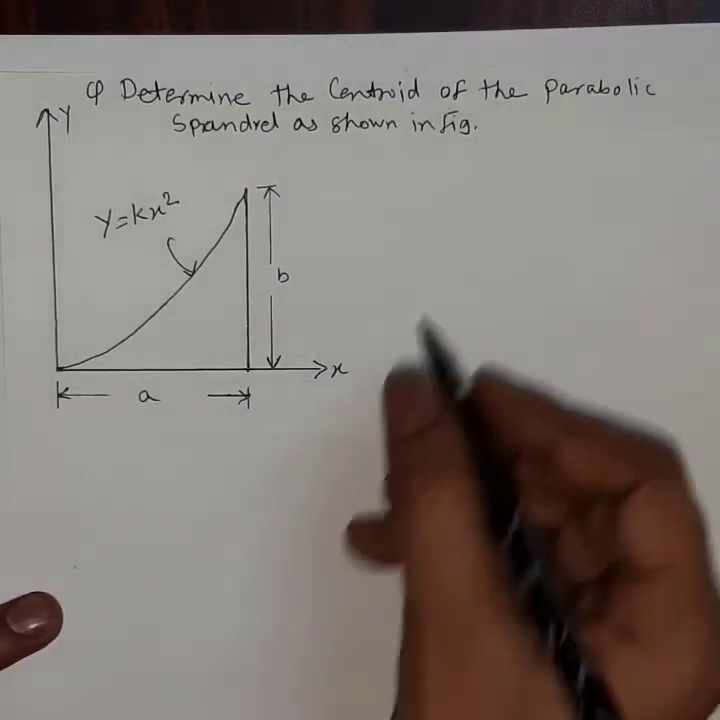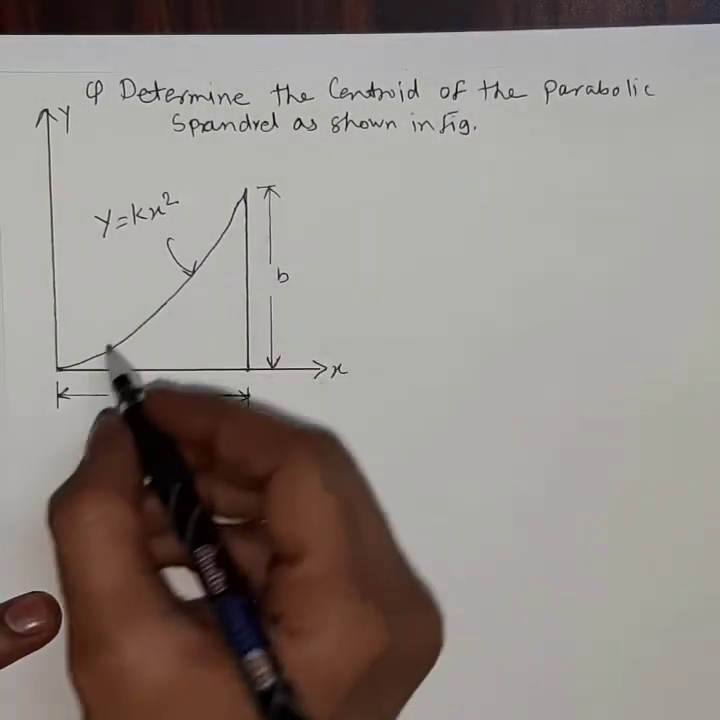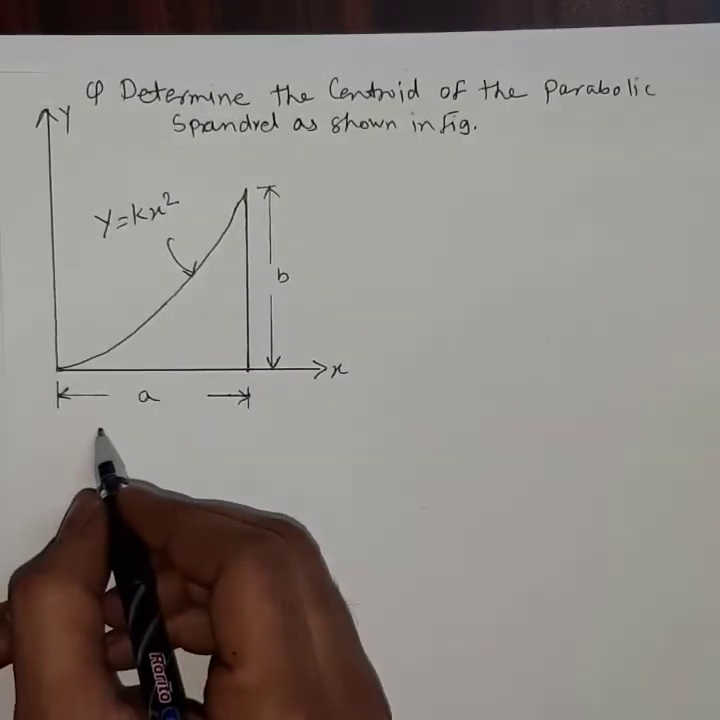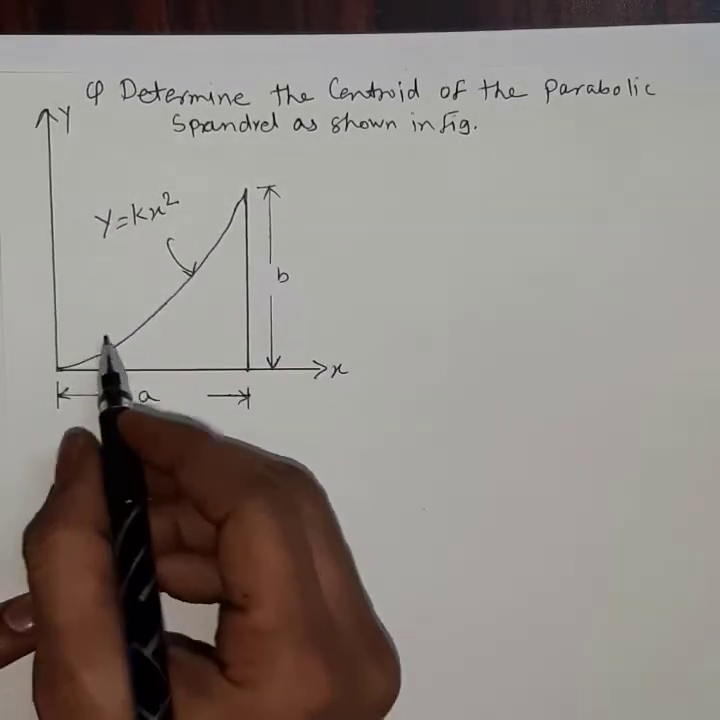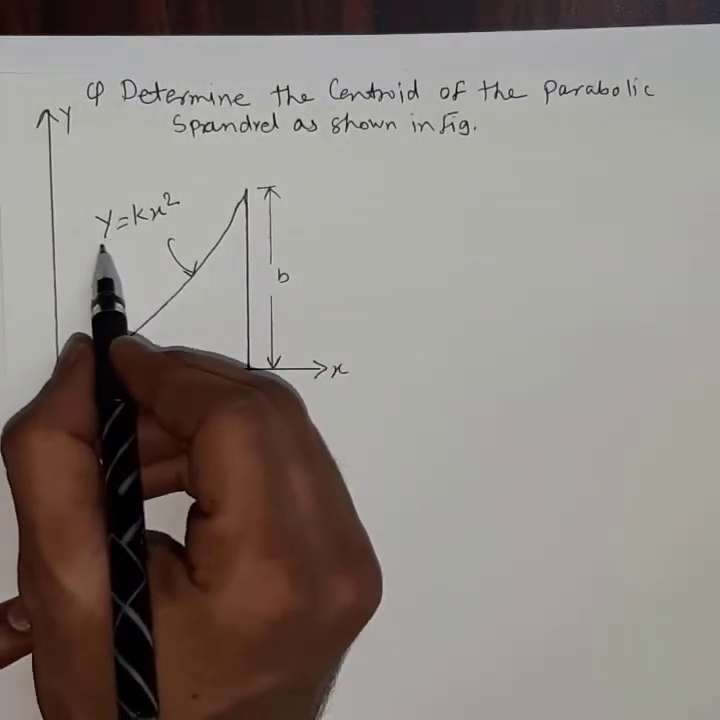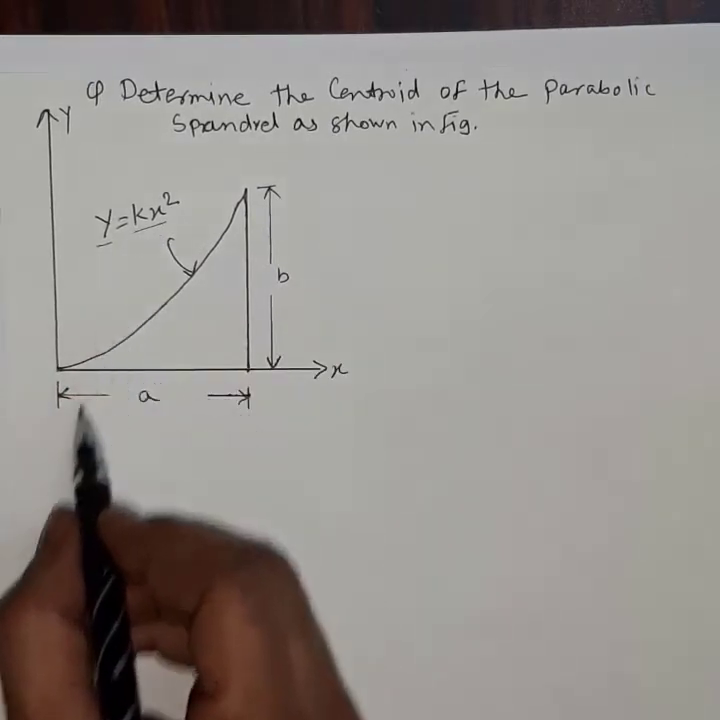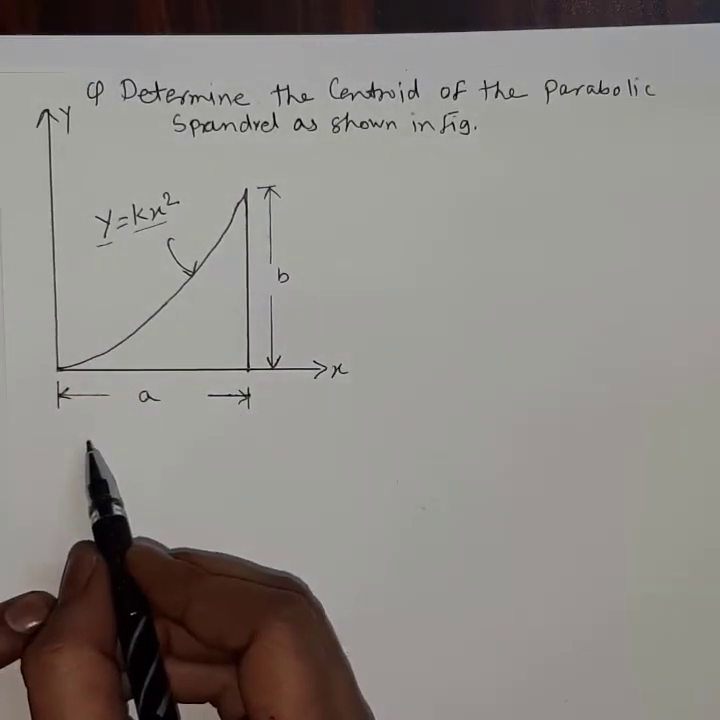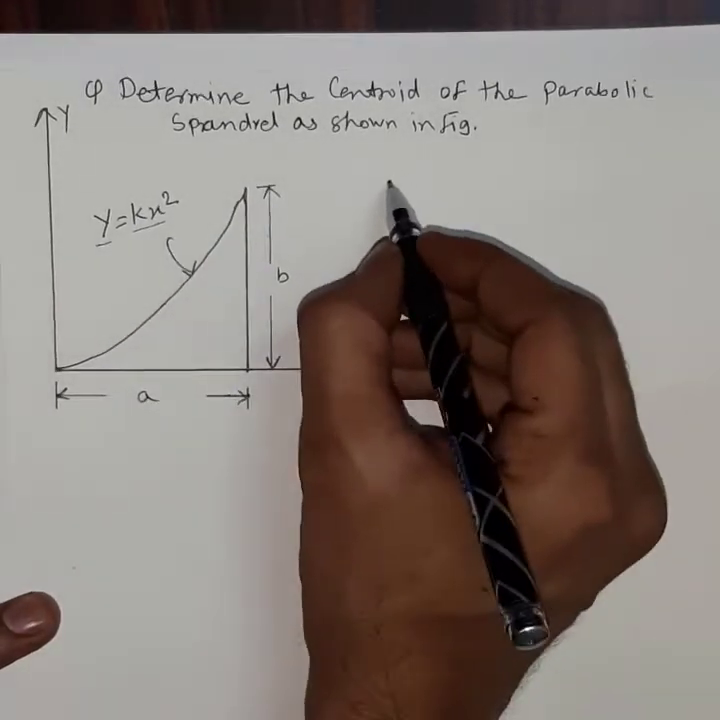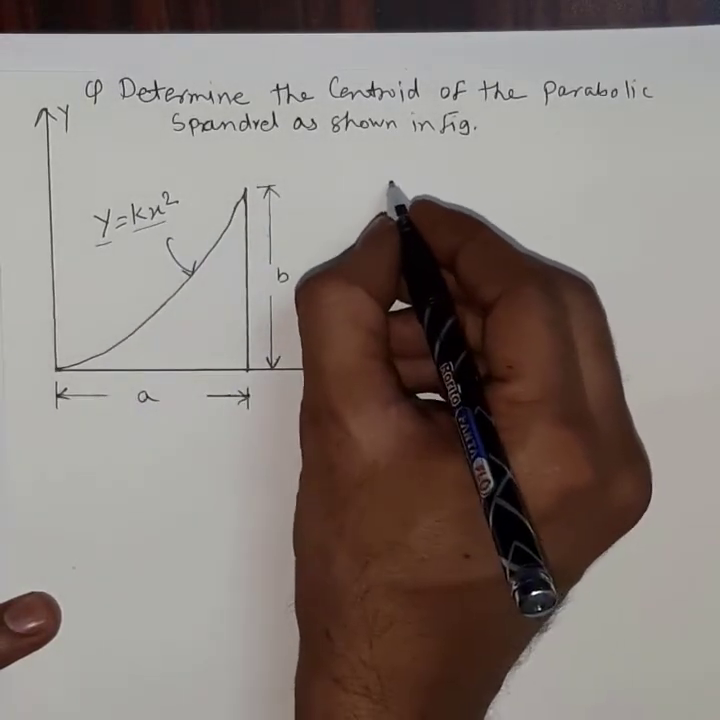We have to use the basic formula. Here a parabolic spandrel is given and we have to determine the centroid. This is the x-axis and y-axis, and the equation of this parabolic spandrel is given as y equal to k times x square. So it is a curve, so we have to use the formula here.